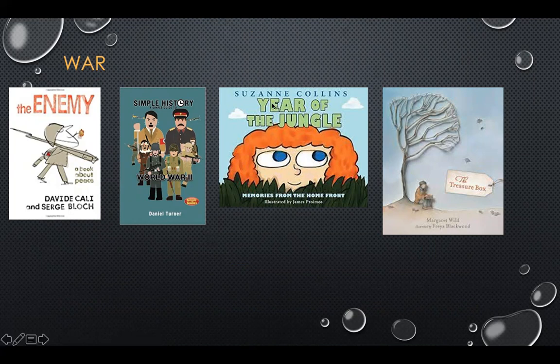Year of the Jungle is actually by Suzanne Collins, who did The Hunger Games. And this one is about her experiences as a 6-year-old when her father was sent to Vietnam to fight in the war. So it is from the perspective of a 6-year-old. It's kind of cartoonish looking, so it doesn't feel too real. That's some of the distancing there. And the scenes in Vietnam are in her imagination, and they're in black and white.